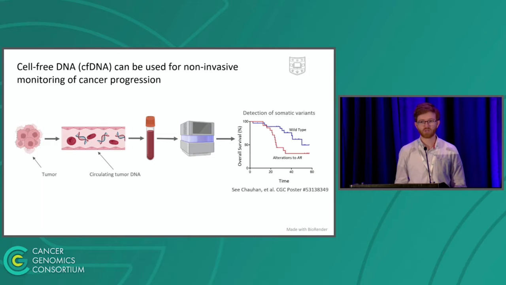So the reason that we got interested in doing this was because we really wanted to be able to use the cell-free DNA to non-invasively monitor disease progression. And specifically, we were interested in prostate cancer. And so what that would look like is you have tumor cells that release DNA into the bloodstream, and then we're able to non-invasively collect that blood and perform sequencing and then detect those somatic variants.